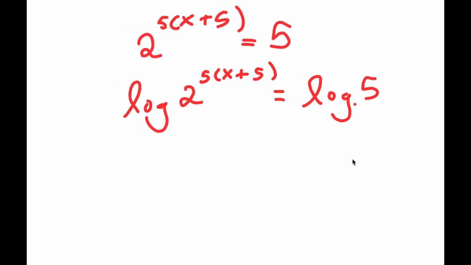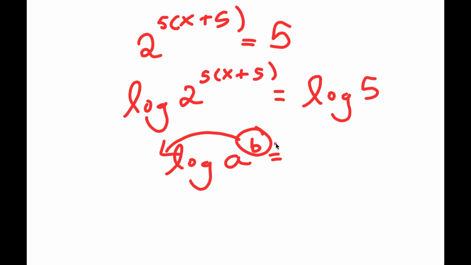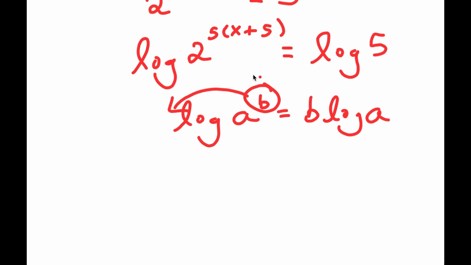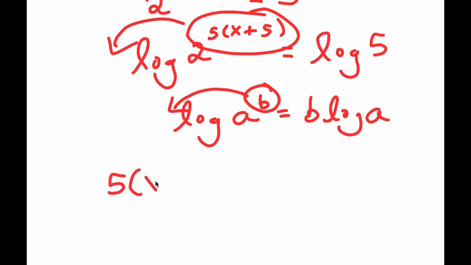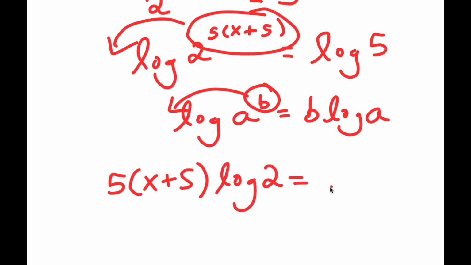And if I have something in the form log a to the power of b, I can move this exponent b to the front. So this is going to equal b times log a. So log of 2 to the power of 5 times x plus 5, I can move 5 times x plus 5 to the front. So this is going to equal 5 times x plus 5 times log 2 is equal to log 5.